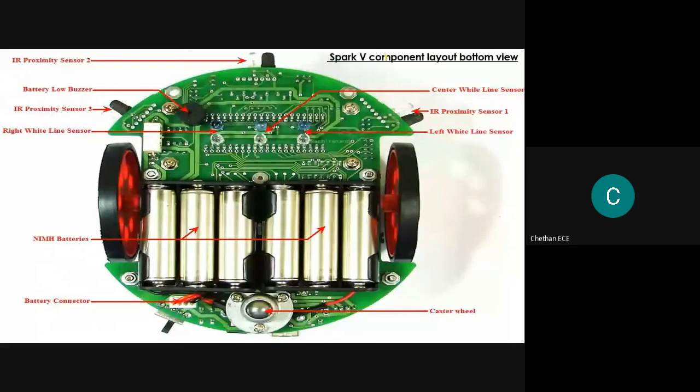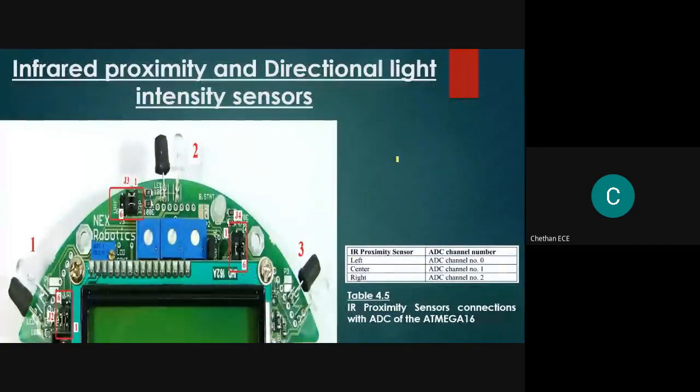Cables. Okay, this is the complete back panel of our Spark 5 robot. Moving on to the next slide. Okay, you can observe that we have three IR proximity sensors.